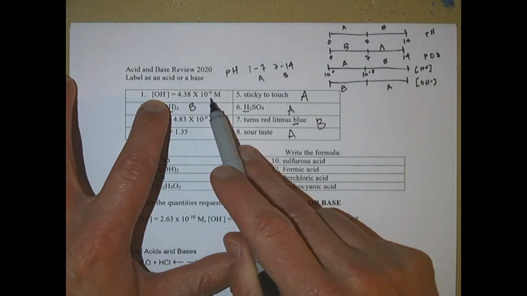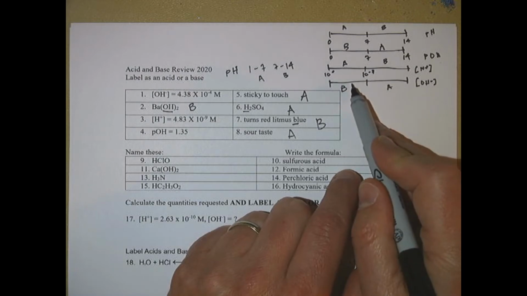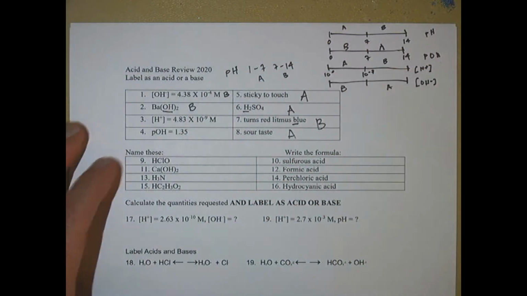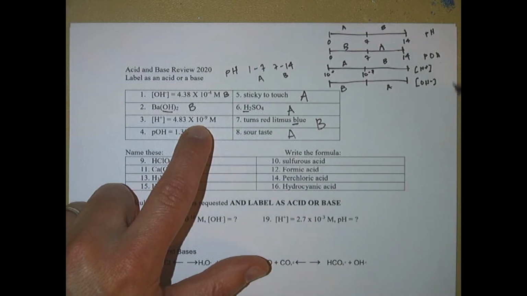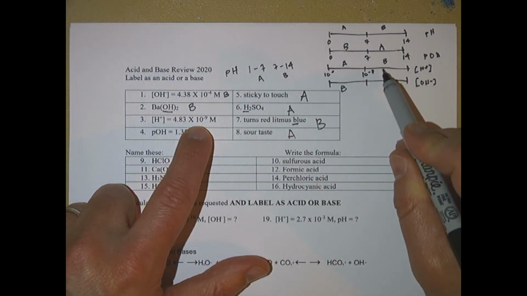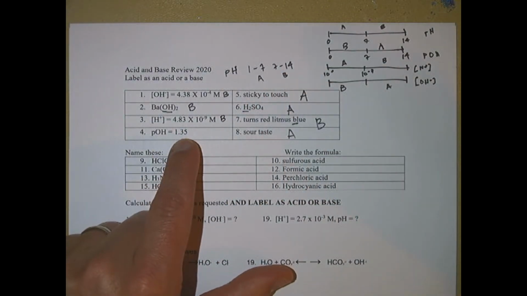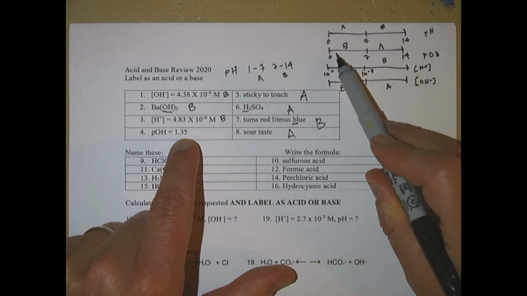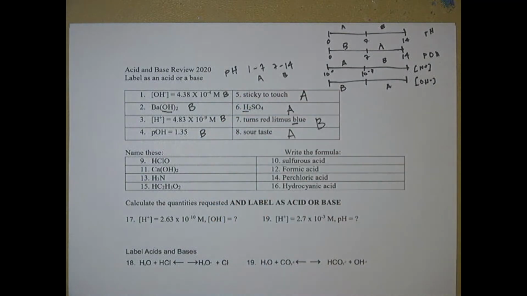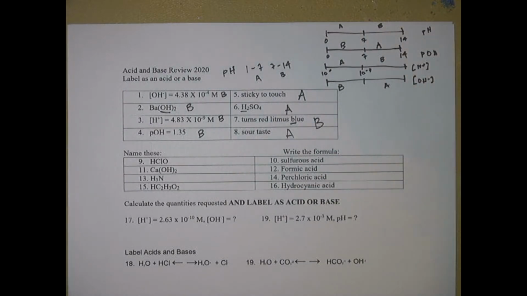So this is OH minus at 10 to the negative 4 on the OH minus scale. 10 to the negative 4 is right in here, and so that's a base. On the H plus scale, we're at 10 to the negative 9th, smaller than 10 to the negative 7th, so that's also a base. And on the pOH scale, you've got 1.35, so if we find 1.35 right here, that also makes this a base. Again, if you didn't want to use the scales and number lines, you could certainly just convert them all to pH. That's an easy way to do it, which we're going to do later here at the bottom part as well.